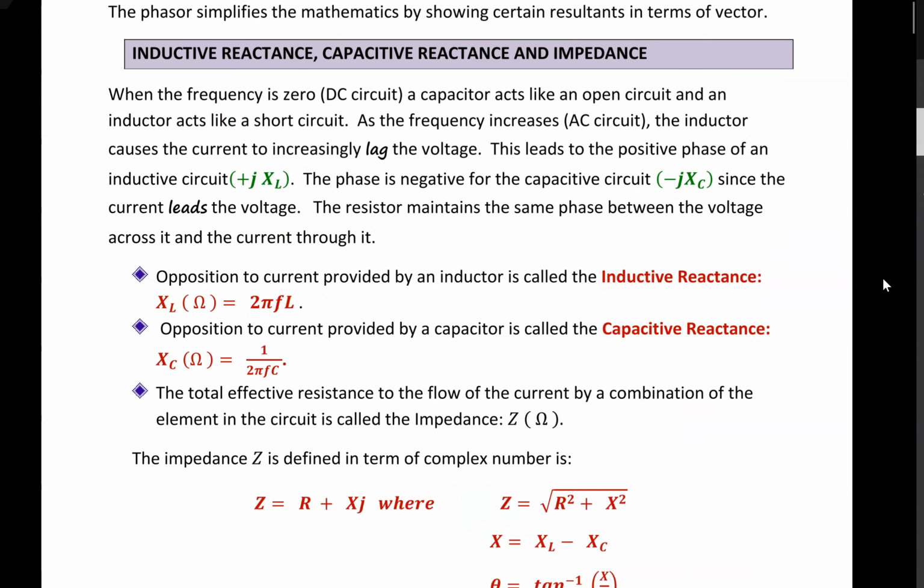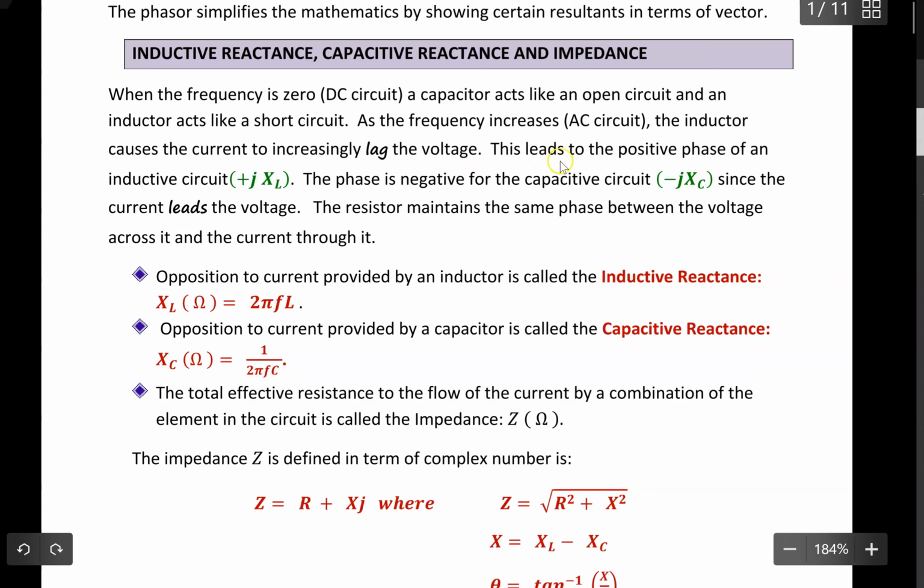Before I explain further into this diagram, I would like to go back and review the concept of a DC circuit and an AC circuit, and how the frequency affects the current. Okay, so when the frequency is equal to 0, and we are talking about a DC circuit, the capacitor acts like an open circuit and the inductor acts as a short circuit. As the frequency increases, now we are talking about an AC source. The inductor causes the current to increasingly lag the voltage.